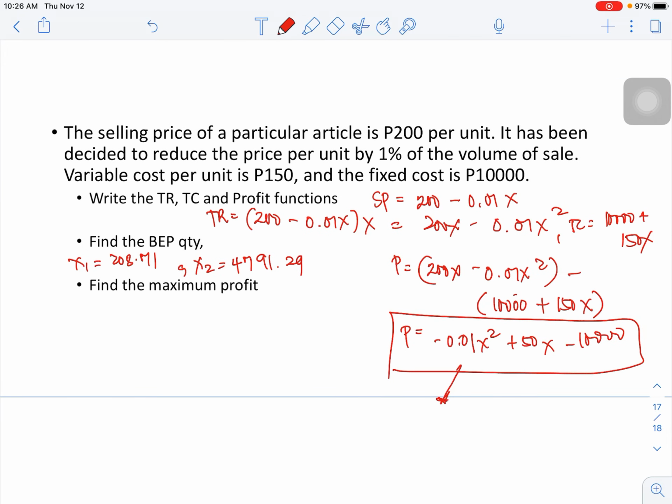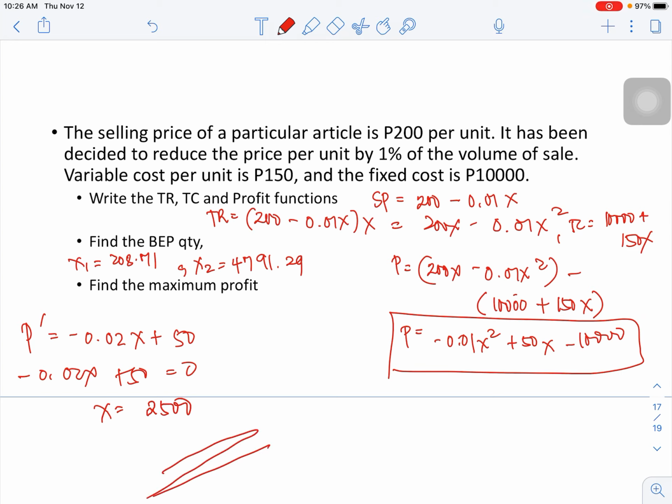What about our maximum profit? Let us compute the first derivative, P prime, which is equal to negative 0.02x plus 50. Let us equate this to 0: negative 0.02x plus 50 equals 0. x is equal to 2,500. That's all for our break-even analysis.